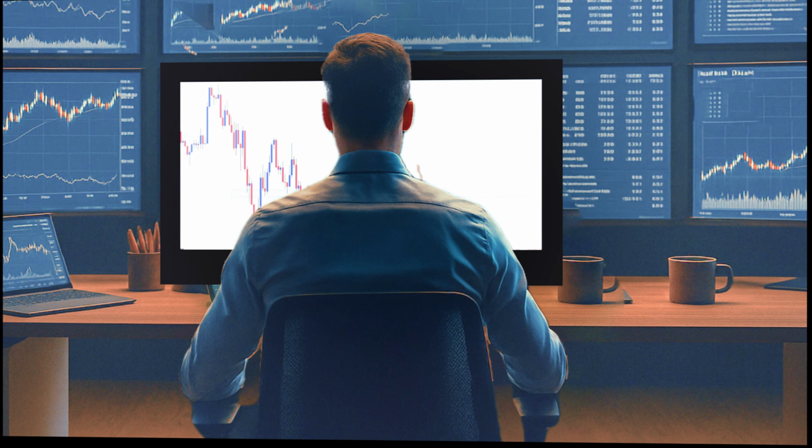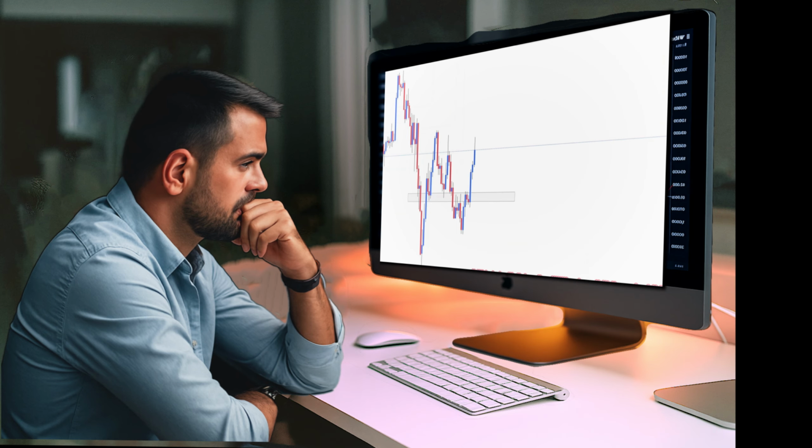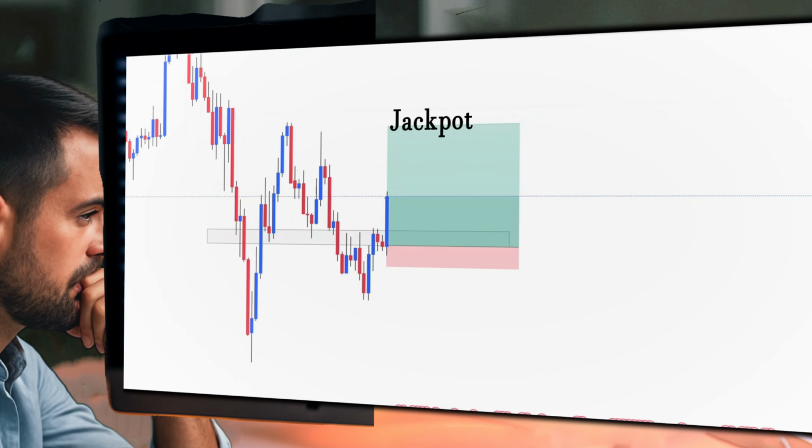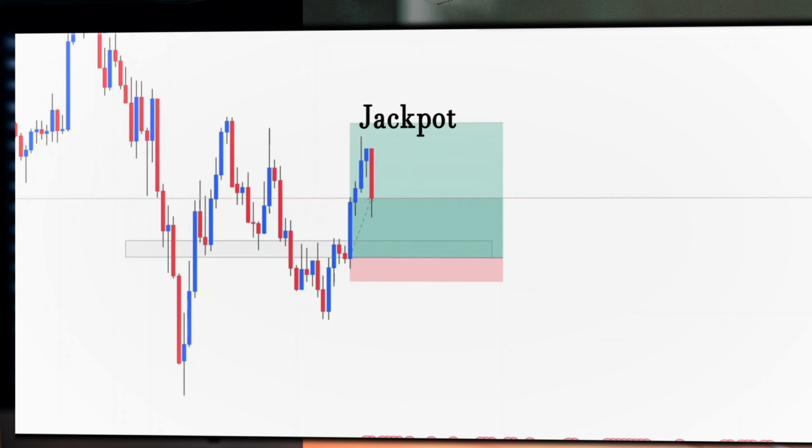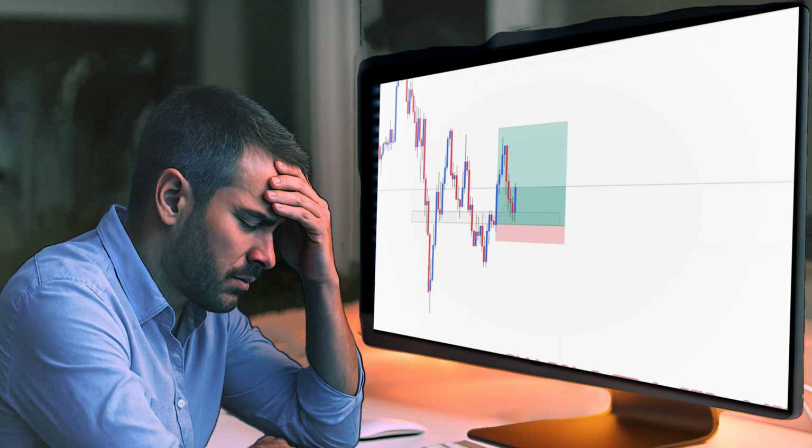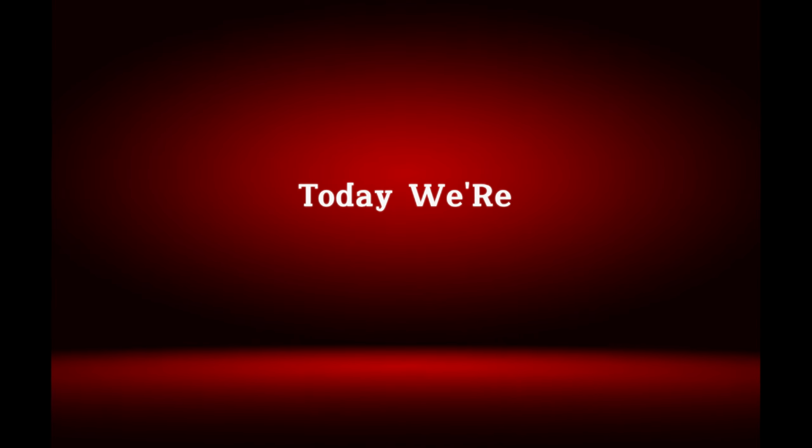Imagine this. You're in the middle of a trade, watching the market climb, and just when you think you're about to hit a jackpot, the price reverses. Again. Frustrating, right? Well, what if I told you the market was actually leaving you clues all along? Today, we're going to dive deep into how to master the secrets of support and resistance. The real secrets that no one talks about.